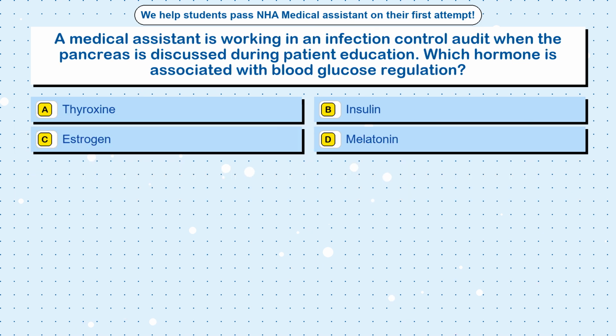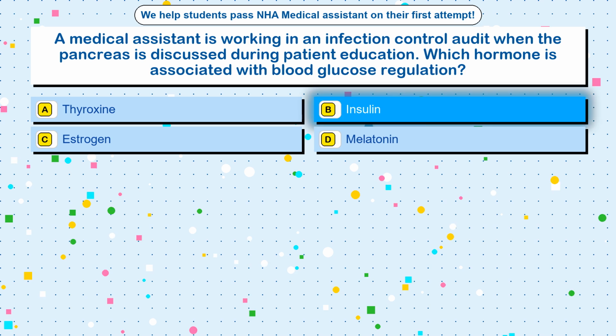Question 33. A medical assistant is working in an infection control audit when the pancreas is discussed during patient education. Which hormone is associated with blood glucose regulation? Option A, thyroxine. Option B, insulin. Option C, estrogen. Option D, melatonin.